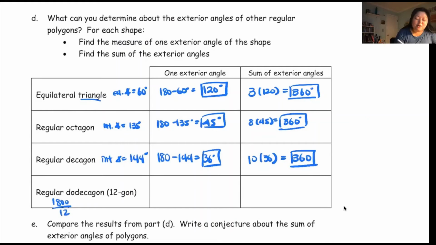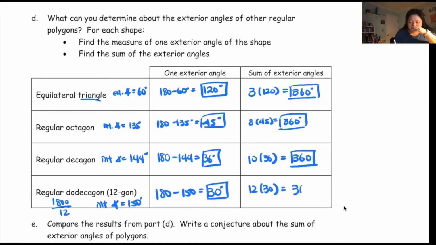1,800 is the total sum divided by 12. So 1,800 divided by 12. Each interior angle is measuring 150. So being a linear pair, it's 180 minus 150. Each exterior angle for a dodecagon measures 30 degrees. It's a 12-gon, so 12 of them times 30 degrees gives me a total of, once again, 360.